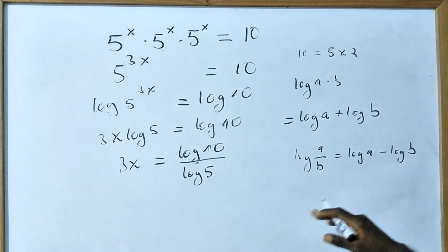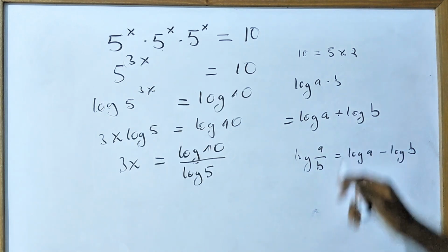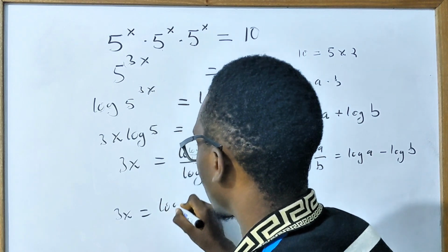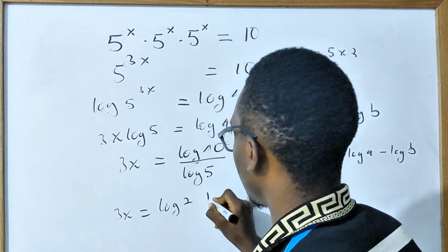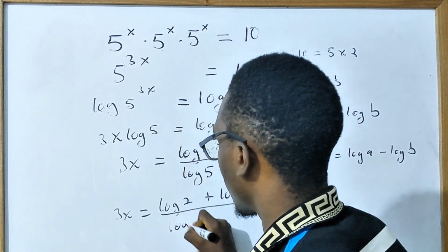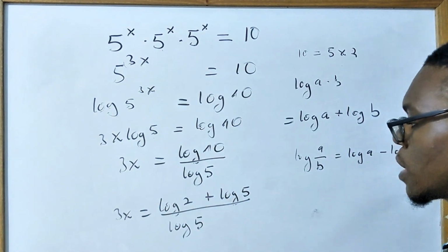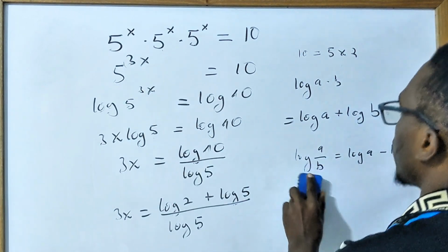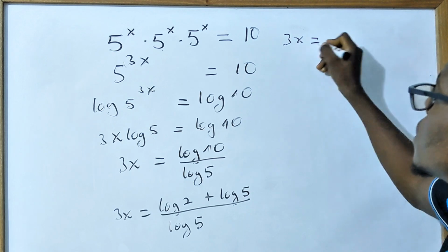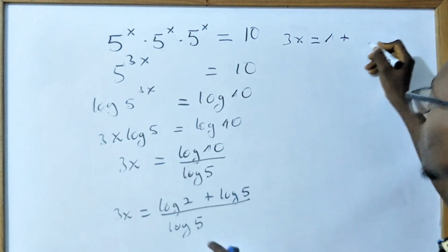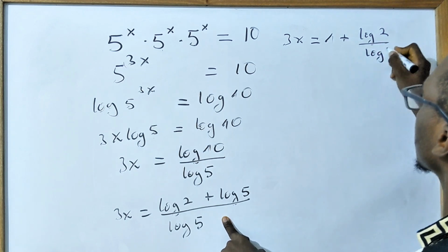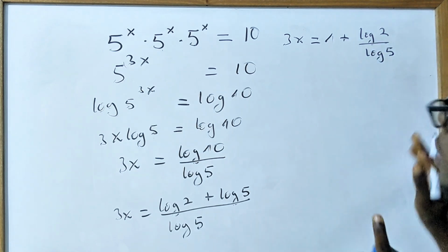And let me show you some principles of logarithm. I'm going to apply it here to have 3x is equal to log 2 plus log 5 all over log of 5. And automatically log 5 and this one will cancel. We move on to have 3x is equal to 1 plus log of 2 divided by log of 5. That is what we have.